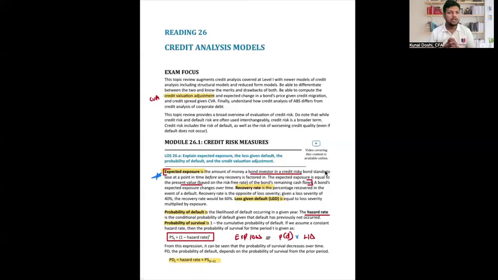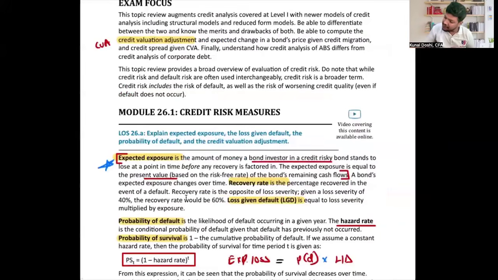So now we are moving to the last two readings of the fixed income. Out of the five, you have the first three related to valuation. Now we are going to go to the individual readings of credit analysis models, where we are going to extend our discussion about the bootstrapping arbitrage-free valuation model. And we are going to calculate something called CVA.